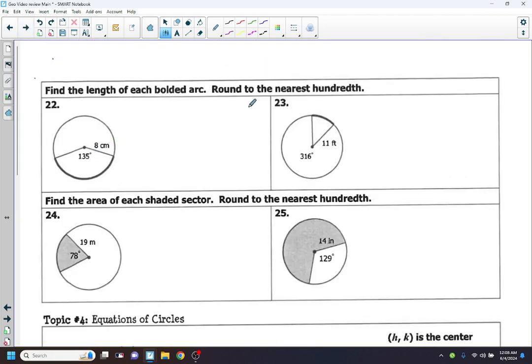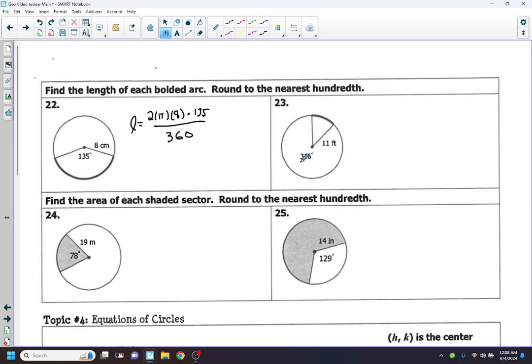So in this case, let's figure out the answer. Here, find the arc length. So I want the circumference. So the length is going to be 2 times pi times r, which is 8, times the angle, 135, over 360. Type that in your calculator, you'll get your answer.